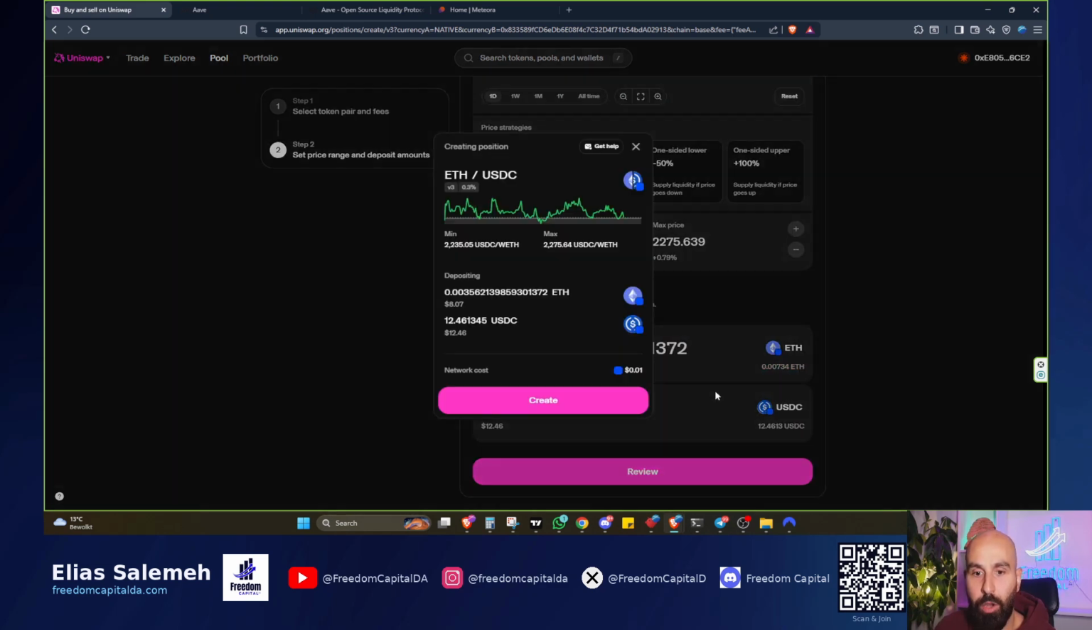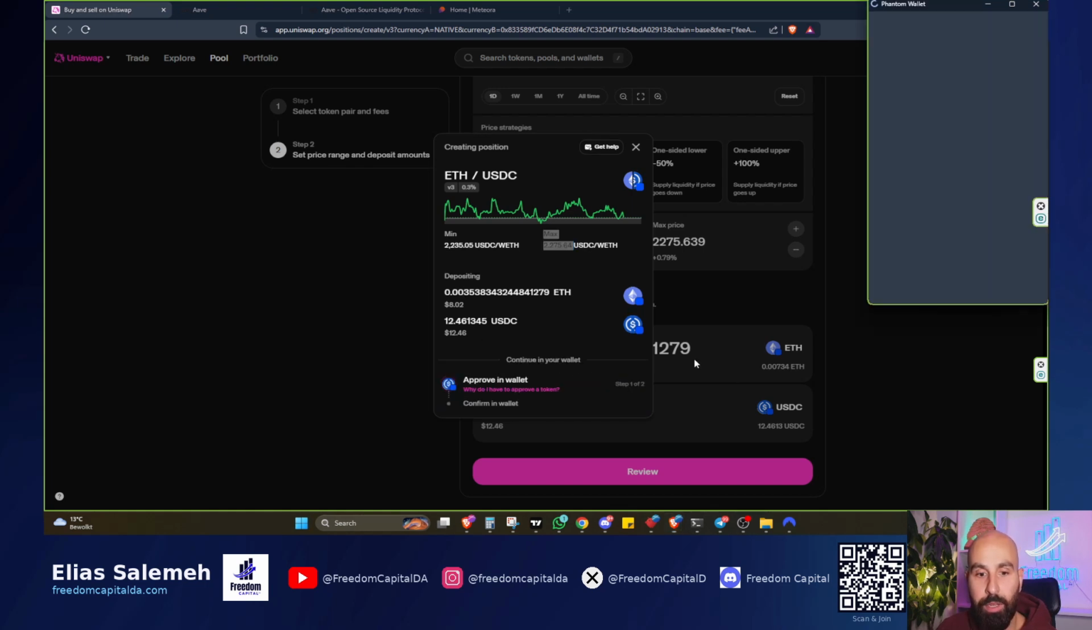This is the liquidity. Okay, I agree. This is my final position. You can clearly see where the liquidity is, where I'm putting my liquidity. This is the minimum price range, 2235, maximum price range, 2275. This is where my liquidity will be sitting. This is the amount that I will be depositing. This is the network cost, and I click on create.